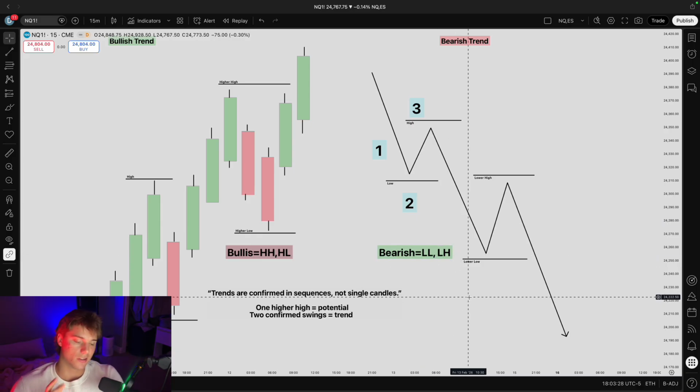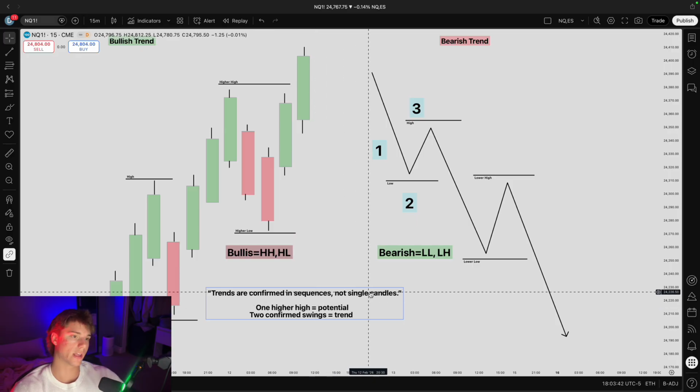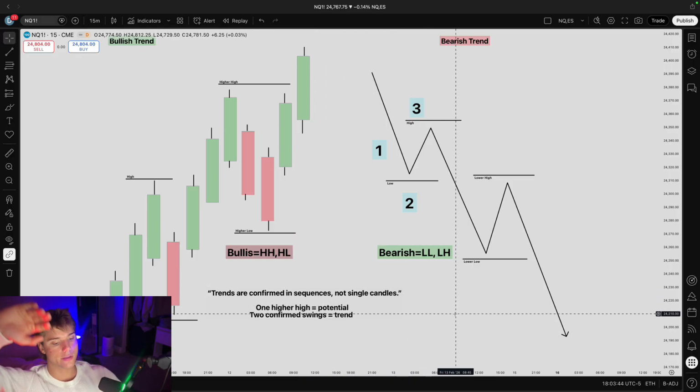In its basic terms, we'll go over actual charts and we'll see if you guys are actually able to understand this. But trends are confirmed in sequences, not single candles. If you have one massive candle to the upside, which is a massive bullish candle, that is not a bullish trend. You can be in a bearish trend with a massive bullish candle, but you still need to wait for a secondary higher high and higher low to make it a bullish trend.